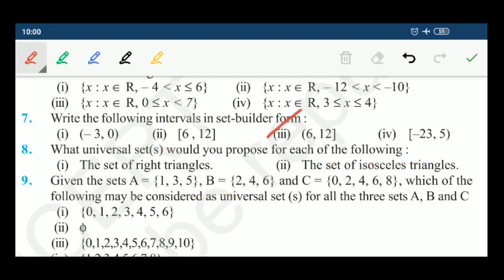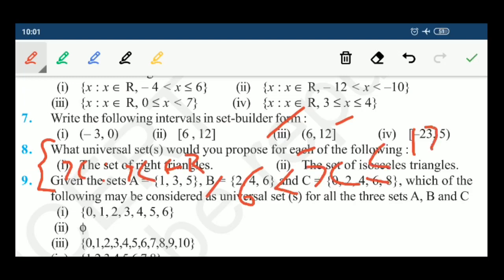Now see the third part. In the third part, on the left hand side you can see an open bracket and on the right hand side you can see a closed bracket. So its answer in set builder form is x belongs to all real numbers and the value of x, see left hand side 6, so here we will use this sign, and right hand side 12 is there, so we will use this inequality. So this is the correct answer of the third part.